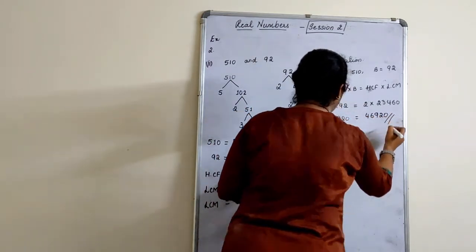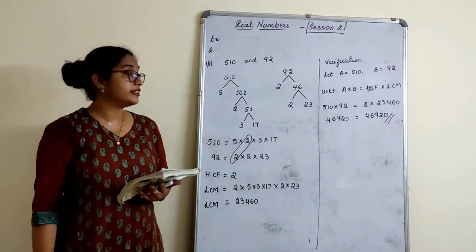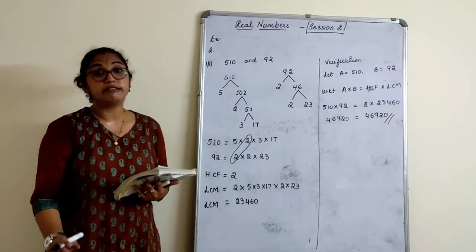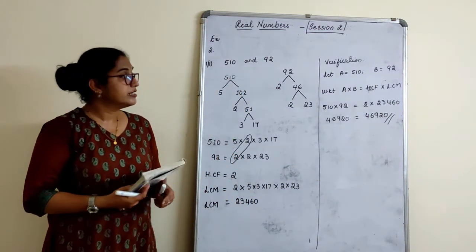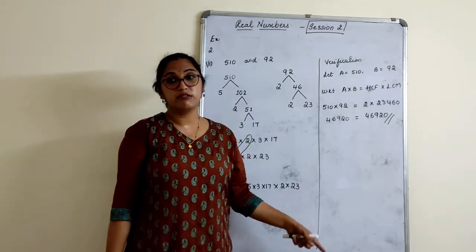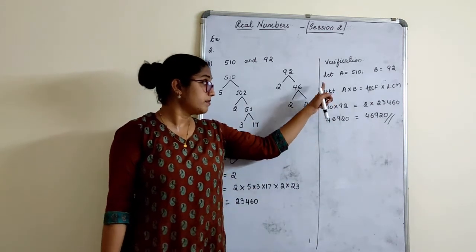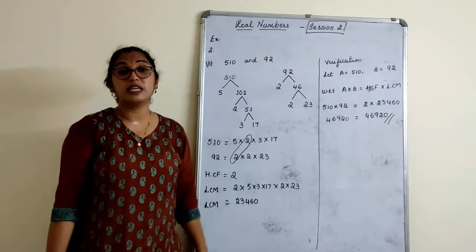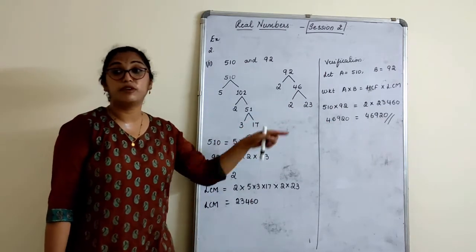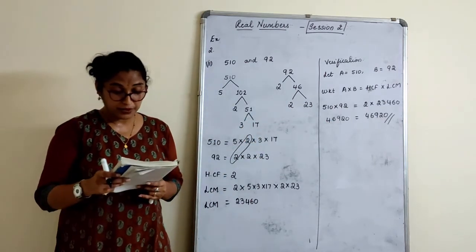That is what you get when you multiply this, 46920. Teacher, what if you get wrong? If you get wrong, either your HCF is wrong or your LCM is wrong. That's all, right? So this verification always goes correct. The product of given two numbers is equal to the product of the HCF and LCM of the given numbers.